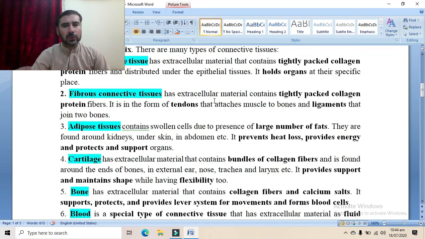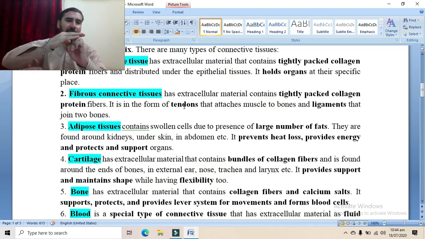Fibrous connective tissue has extracellular material which contains tightly packed collagen fibers. Again, it is made of collagen protein fiber. It is in the form of tendons and ligaments. Now, tendons are basically the muscle to bone attachment. Now remember, all the movements in our bodies are produced by muscles, and the muscles are attached to a fixed hard surface, and that fixed hard structure is bone. So the muscles are attached to these bones through tendons.